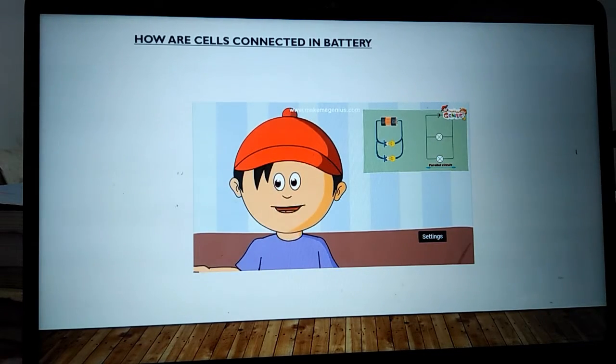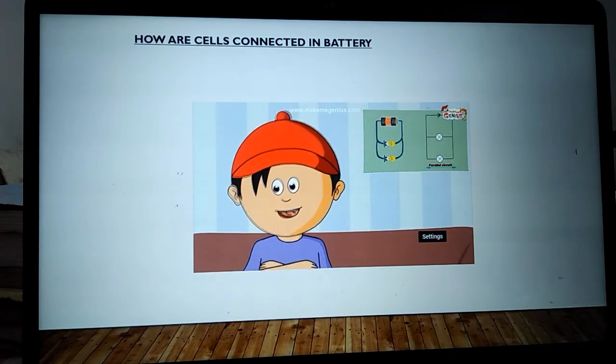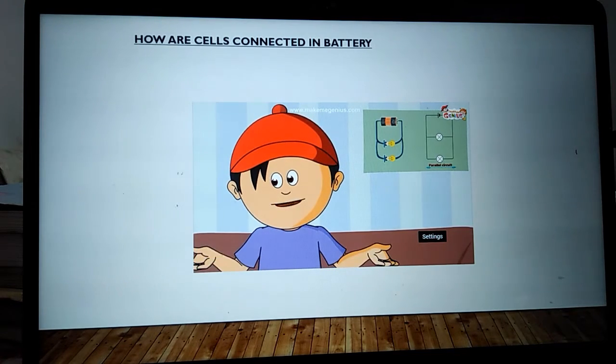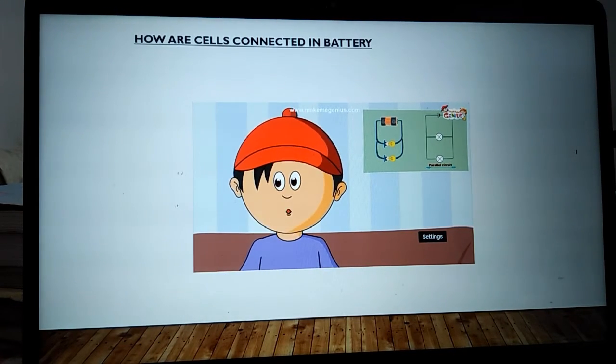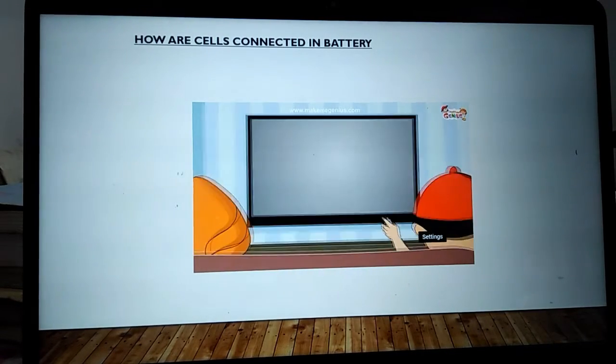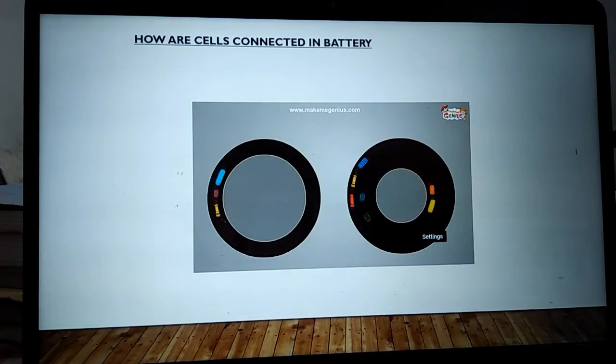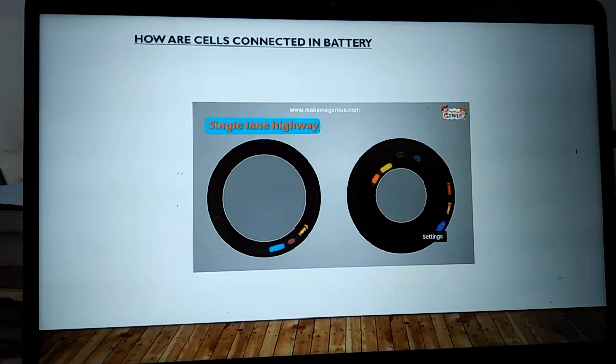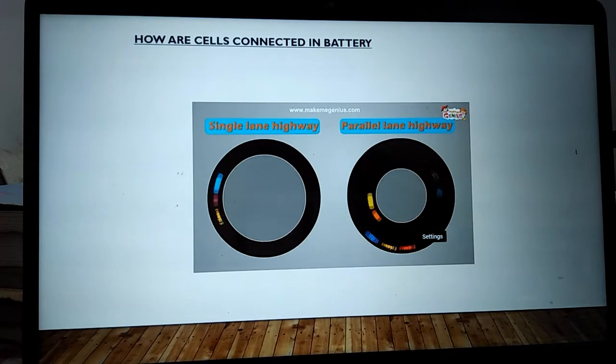I can tell the difference between series and parallel circuit in a very simple way. Can you please pass me the remote? Look, there are two types of highways here. One is a single lane highway and another is a parallel lane highway.